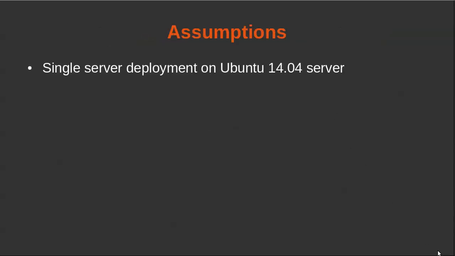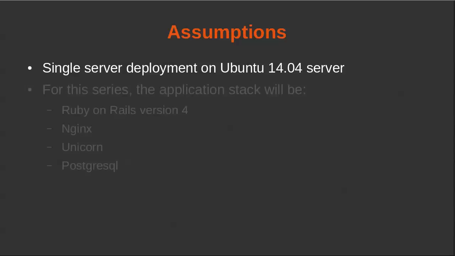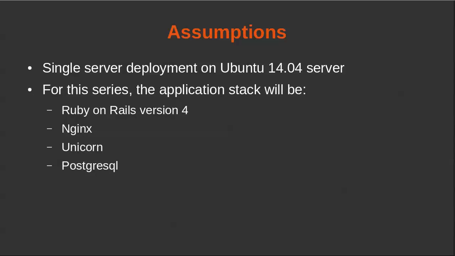So, first, let me cover a few assumptions. This series is going to look at a single server deployment on Ubuntu 14.04 server. The application stack that we'll be using is Ruby on Rails version 4, nginx for the web server, Unicorn for the Ruby application server, and postgresql for the database server. In addition, we're going to be using Capistrano 3 for deployment.